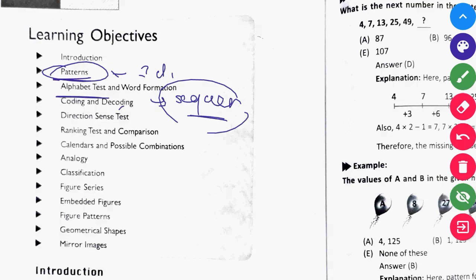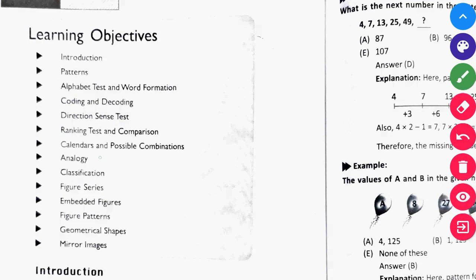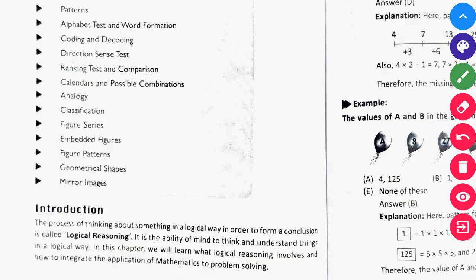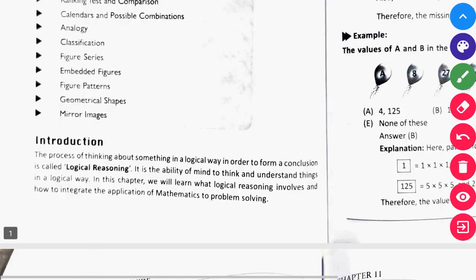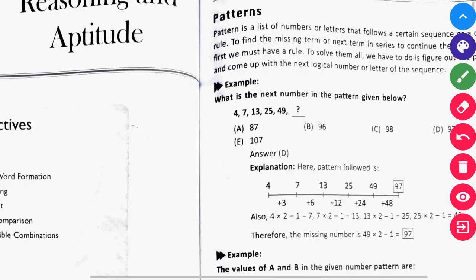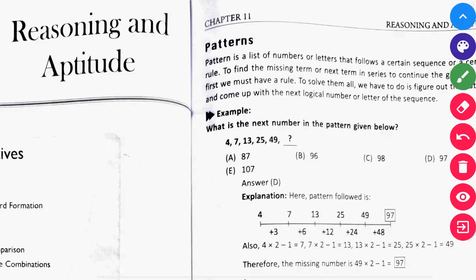Some problems are based on coding and decoding. Some are based on direction sense. Okay, so these are the basic criteria: ranking test, calendars, analogy, classification, figure series, embedded figures. So you have to identify which pattern is there and you have to solve the problem. Now the first criterion is pattern.